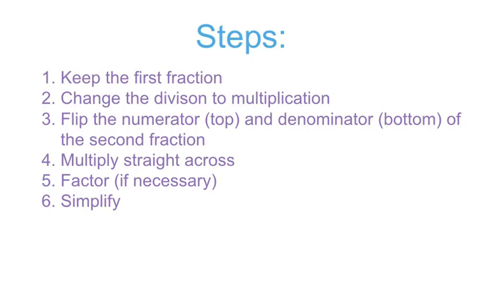And step 3 is to flip the numerator, or the top of the fraction, and the denominator, the bottom of the fraction. And we're only doing that to the second fraction. Step 4 is to multiply straight across, because now we have a multiplication problem. Factor if necessary. And then we are going to simplify. So let's start putting this to action and try number 1.